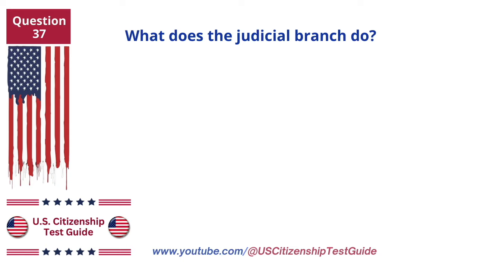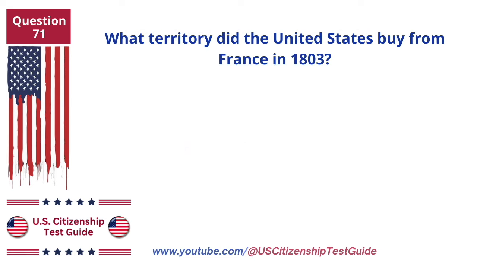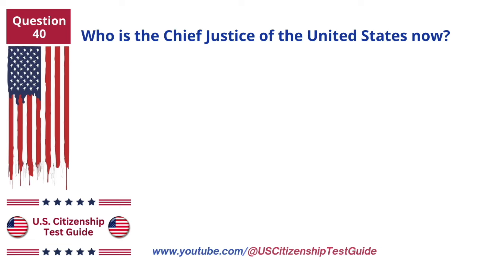What does the judicial branch do? Reviews laws. What territory did the United States buy from France in 1803? The Louisiana Territory. Who is the Chief Justice of the United States now? John Roberts.